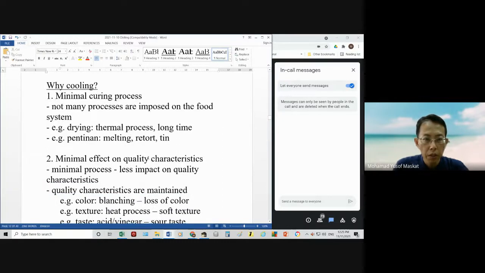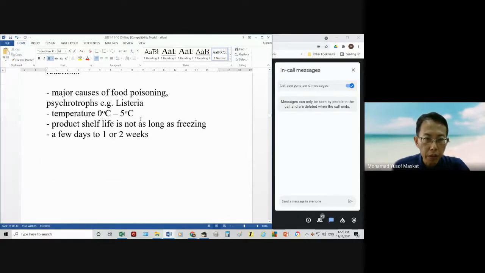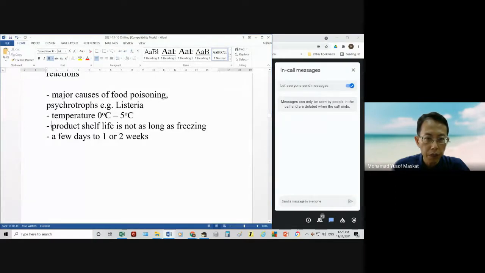So why chilling? What are the advantages? We can see that product shelf life is not as long, a few days to only 1 or 2 weeks. So why are we still using it? Why is it being used a lot?